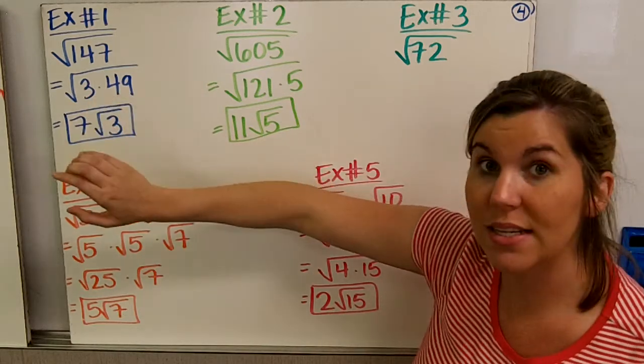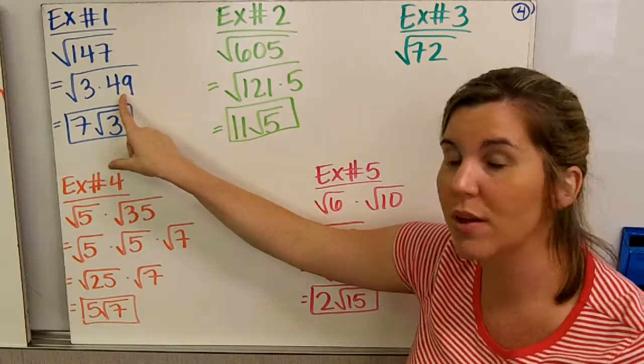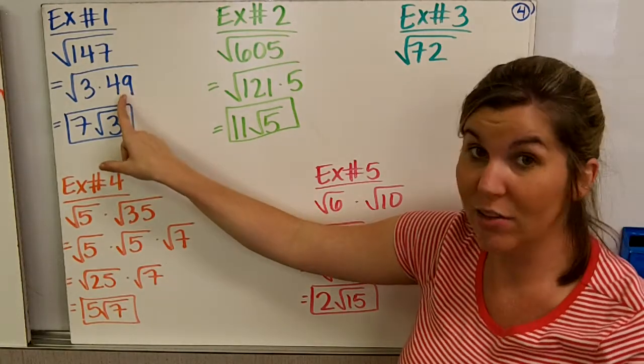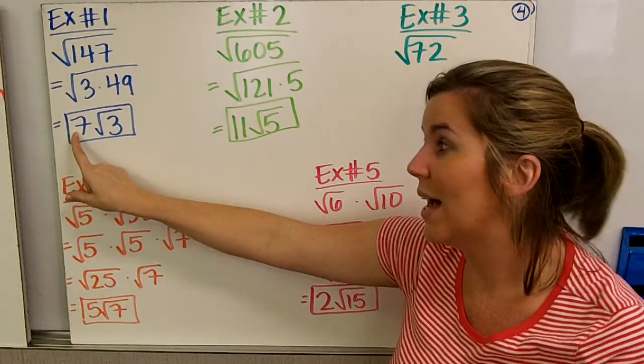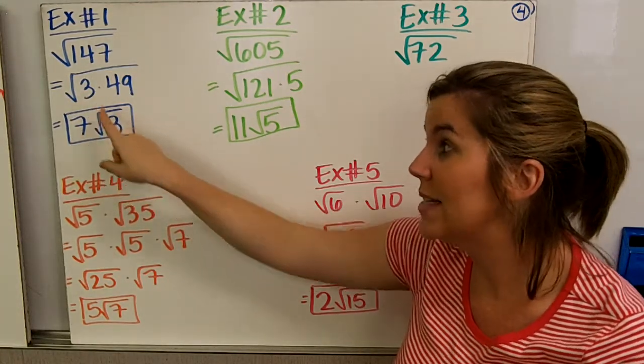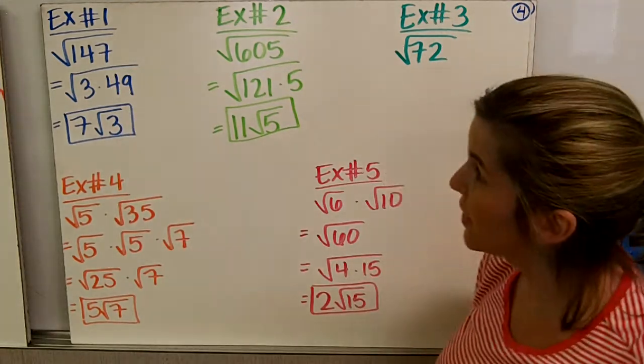Now, the next step says take the square root of the perfect square. Well, 49 was the number that was a perfect square, and the square root of 49 is 7. This number comes outside. The 3 stays inside the radical, stays underneath as the radicand.